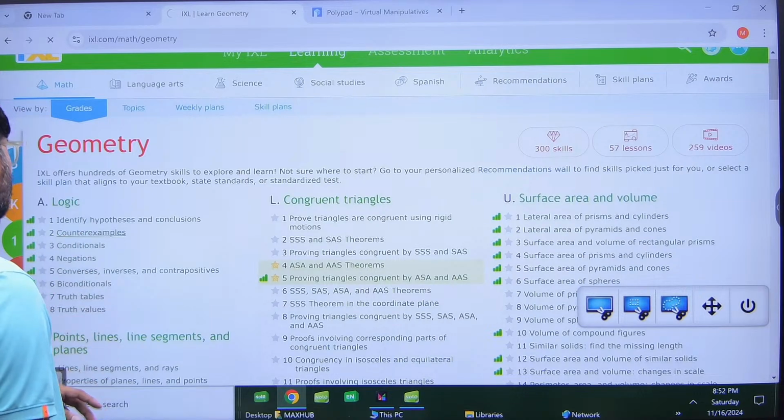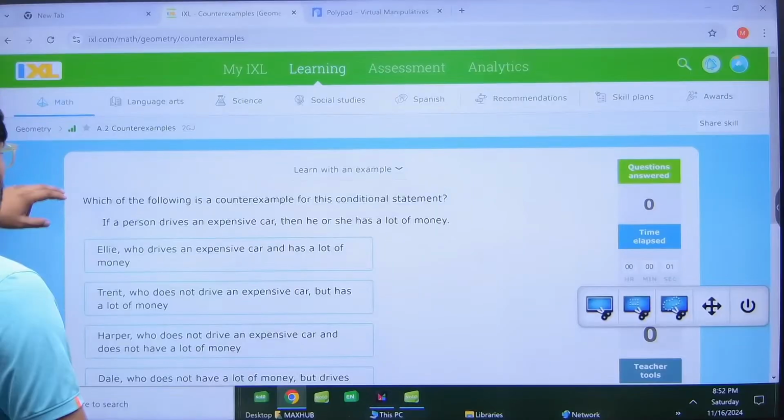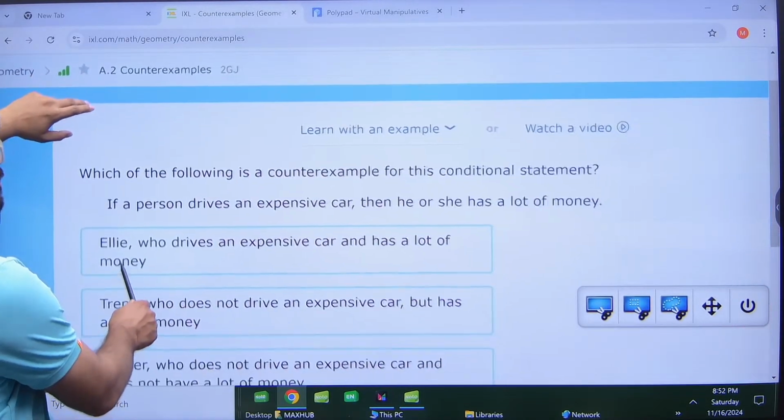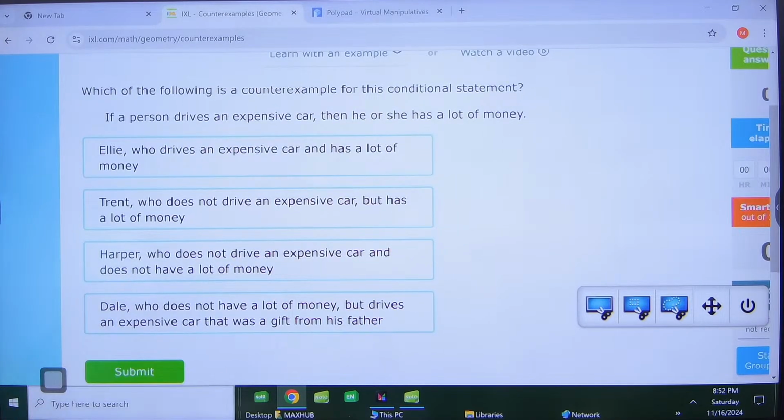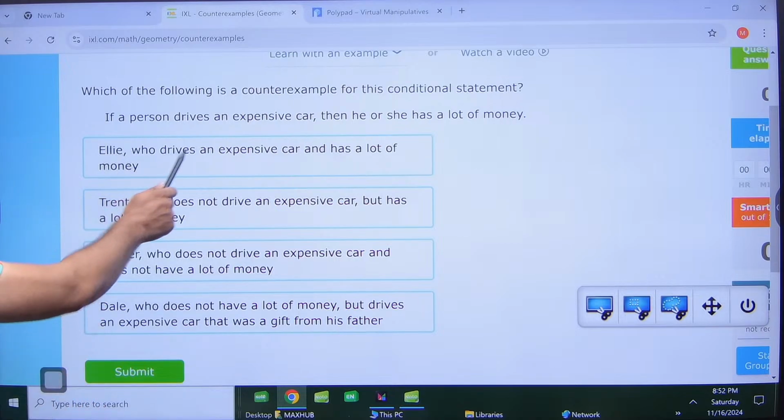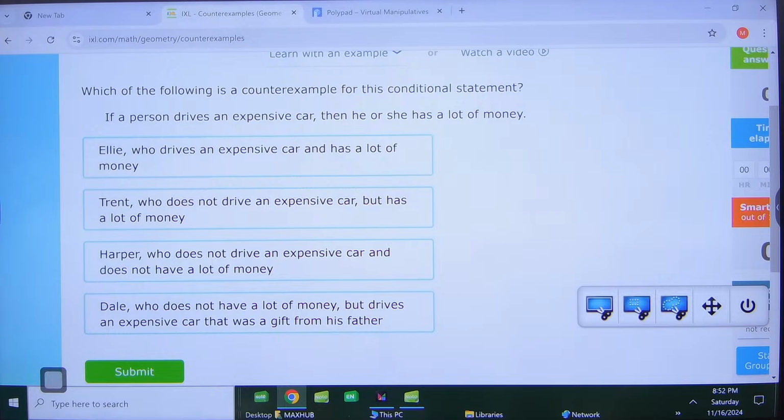Counter examples. Which of the following is a counter example for this conditional statement? If a person drives an expensive car, then he or she has a lot of money. Ellie, who drives an expensive car and has a lot of money. Trent, who does not drive an expensive car but has a lot of money. Harper, who does not drive an expensive car and does not have a lot of money. Dale, who does not have a lot of money but drives an expensive car that was a gift from his father.